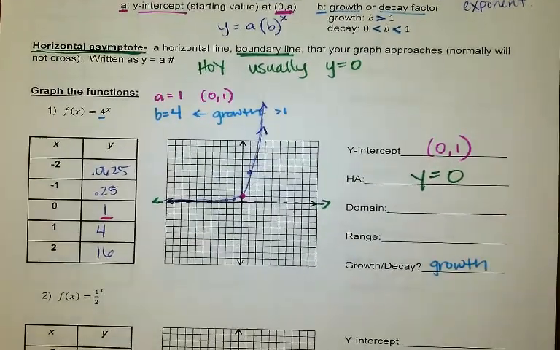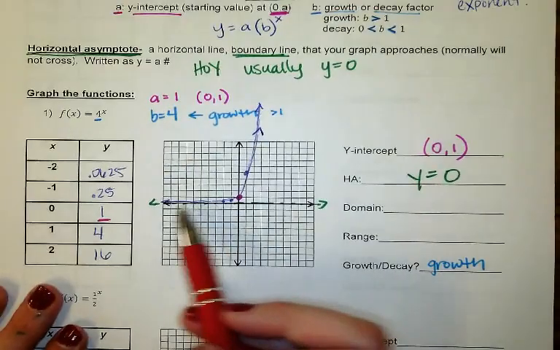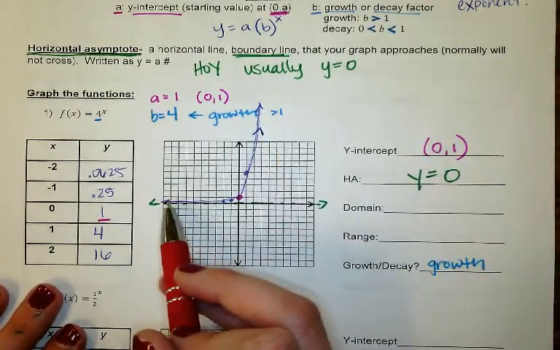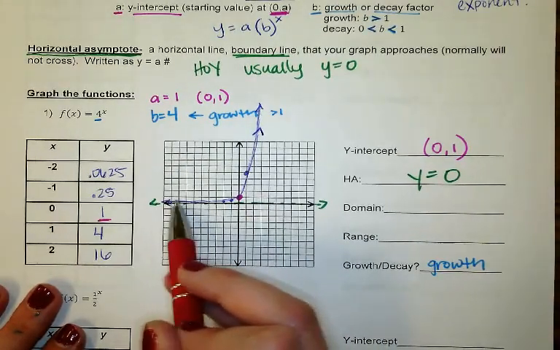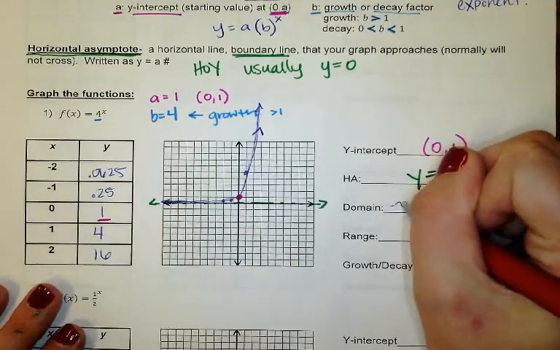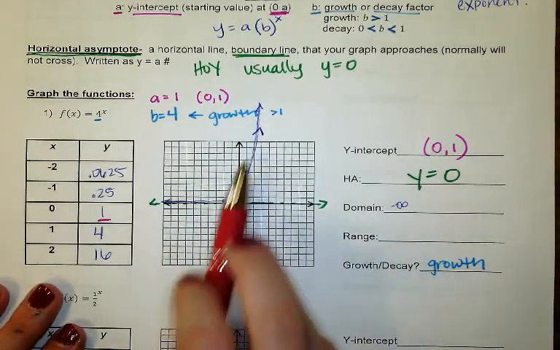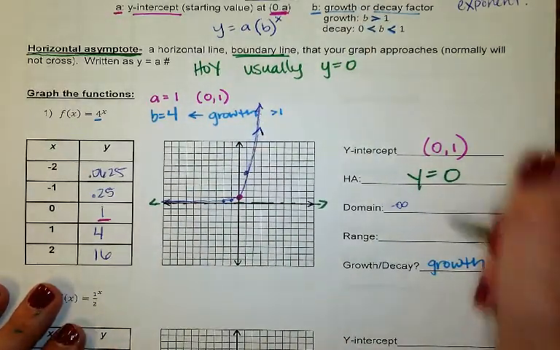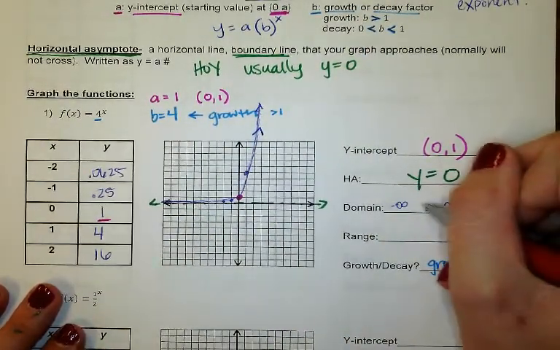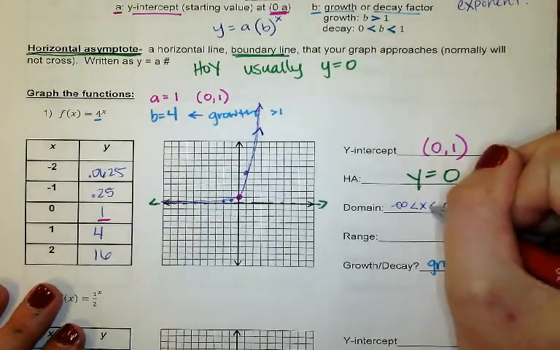Now my domain, what is my leftmost boundary here? Now we're thinking the blue line. What is the domain here? What is my leftmost? Negative infinity. Okay? What's the rightmost? This arrow means it's going to keep going forever and ever and ever in the positive infinity direction. So guys, my domain is from negative infinity to positive infinity.